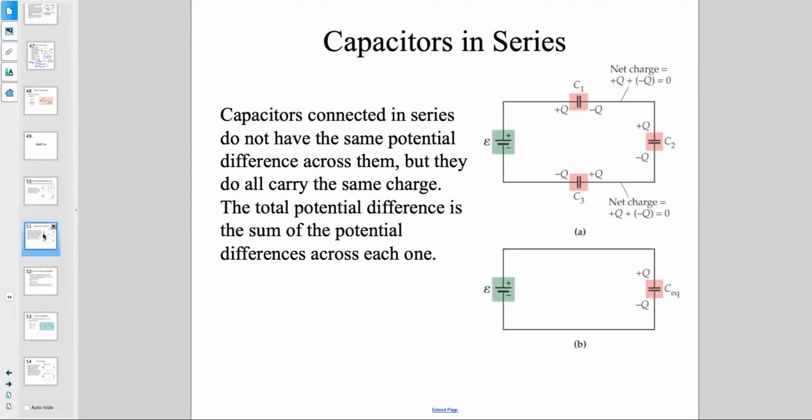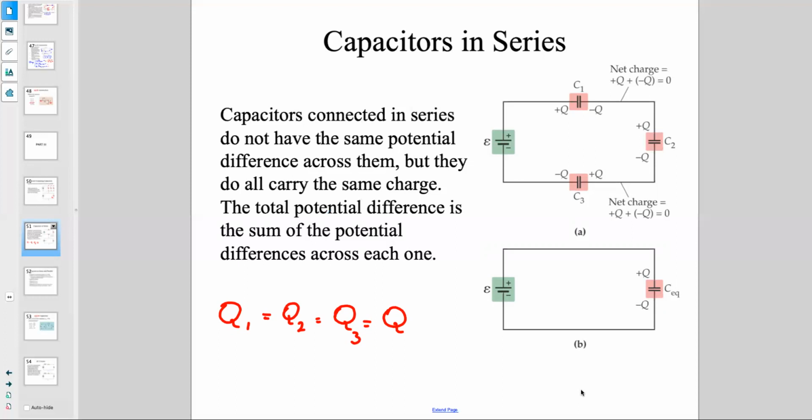Capacitors in series are different. Capacitors connected in series do not have the same potential across them, but they do all carry the same charge. So Q1, Q2 and Q3 will be the same, and equal to Q, which is the amount of charge in the equivalent capacitor, or Q total.